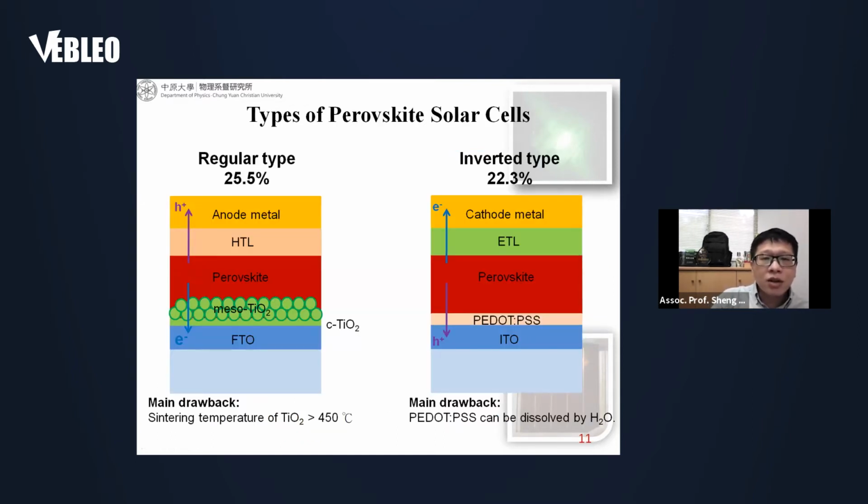The perovskite solar cell can be classified into two types. One is a regular type, another one is inverted type. The highest efficiency of the regular type is higher than the inverted one. In the regular type perovskite structure, they use TiO2, an N-type material, in the bottom layer. However, the drawback is the sintering temperature of TiO2 is very high, so this structure usually cannot be used for plastic substrate. And when we use the inverted type structure, usually conductive polymer materials are used in the bottom layer. However, this material can be dissolved by water, so the device stability usually is low.